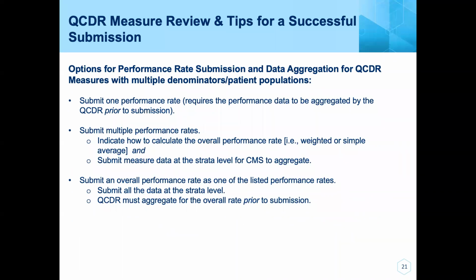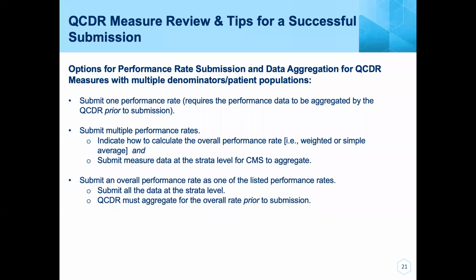Sometimes there becomes a question about the performance rate submission and data aggregation for measures with multiple denominators or patient populations. So there are three basic ways to submit that information. One is to submit just one performance rate, and that means that the performance rate and the data have to be aggregated by the QCDR prior to submission. So when the information is submitted, that overall performance rate is submitted.